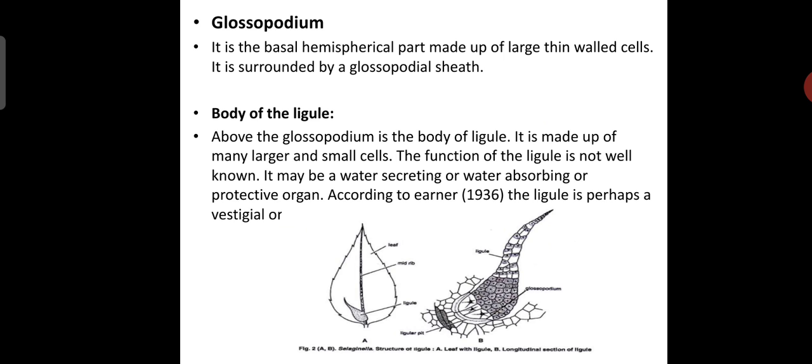Glossopodium is the basal hemispherical part made up of large thin-walled cells. It is surrounded by a glossopodial sheath. Above the glossopodium is the body of the ligule. It is made up of many large and small cells. The function of the ligule is not well known. It may be a water secreting, water absorbing or protective organ. According to Harvey-Gibson, the ligule is perhaps vestigial.